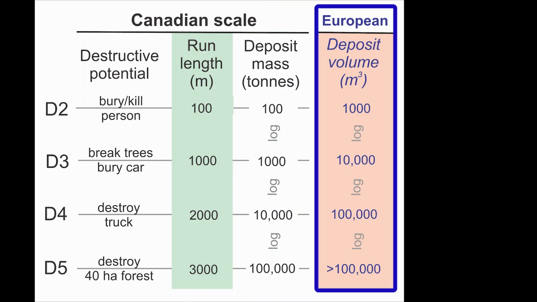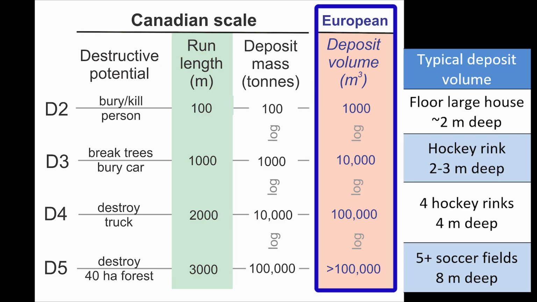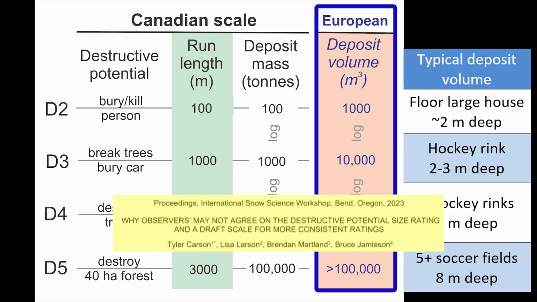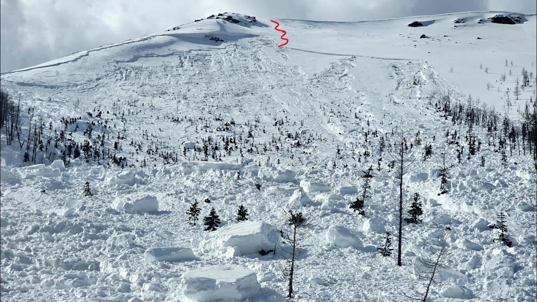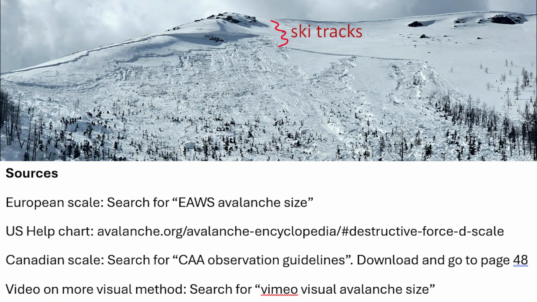Note that the European scale and the American help chart use deposit volume to rate avalanche size. Also, Tyler Carson and colleagues have proposed changes to the Canadian scale, including using the column for deposit volume from the US help chart. For sure, there are a couple of controversial ideas here, so let's have a discussion in the comment section below.